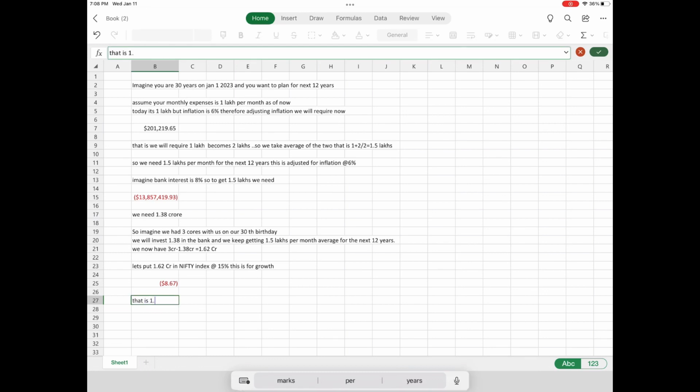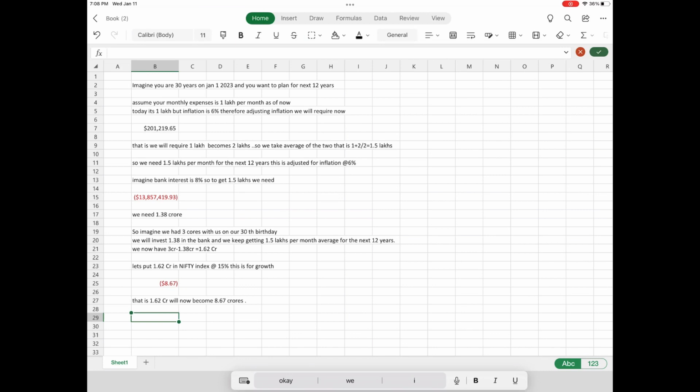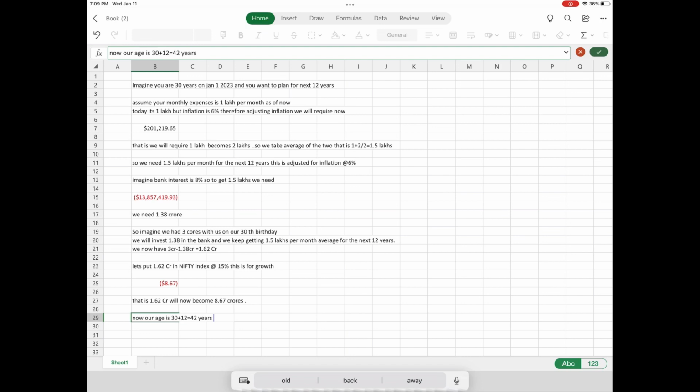So that means today you are 30 years old, after 12 years you are going to get 8.67 crores, because your other part has taken care of your monthly expenditure. The balance has grown to 8.67 crores. Now let us see, after 12 years, your age is 42. 30 plus 12, 42 years old. You are 42 years old, and your lifestyle has increased.